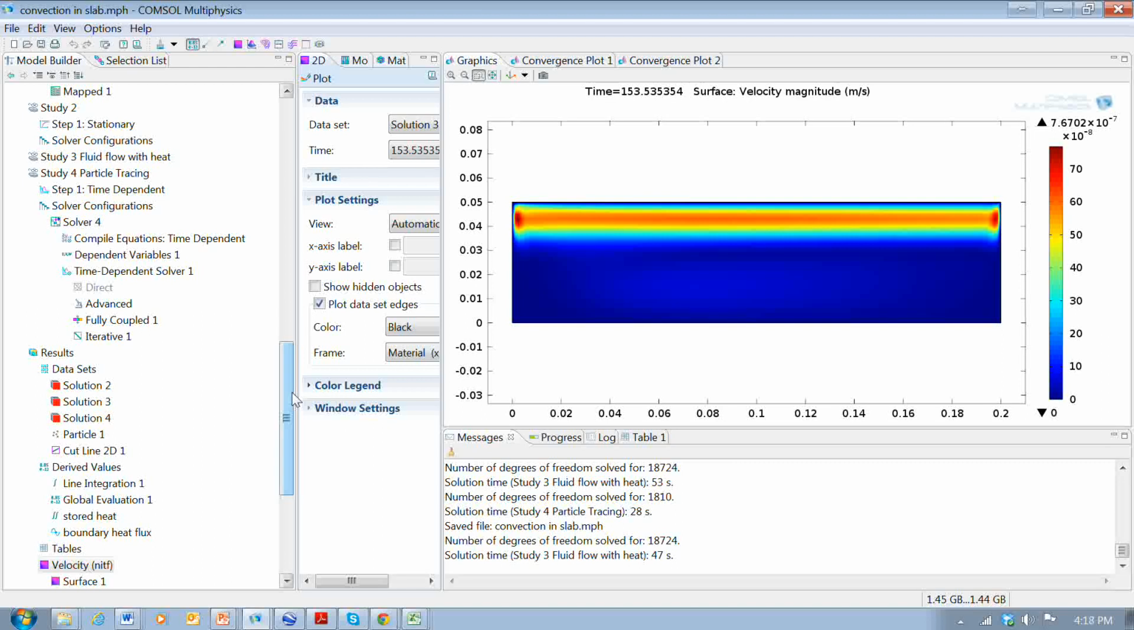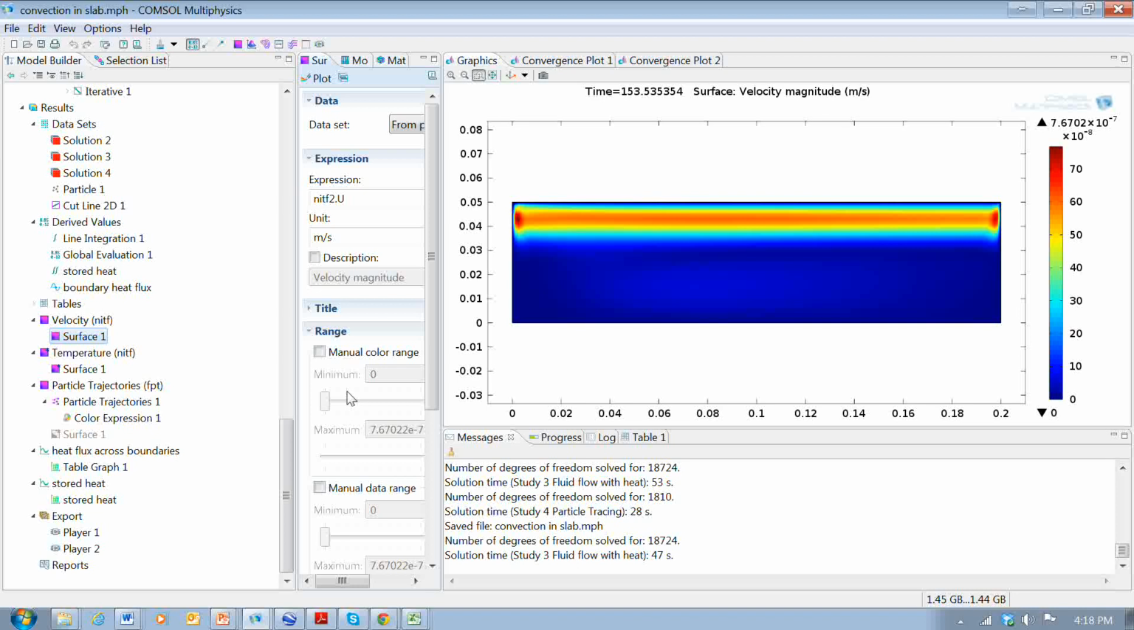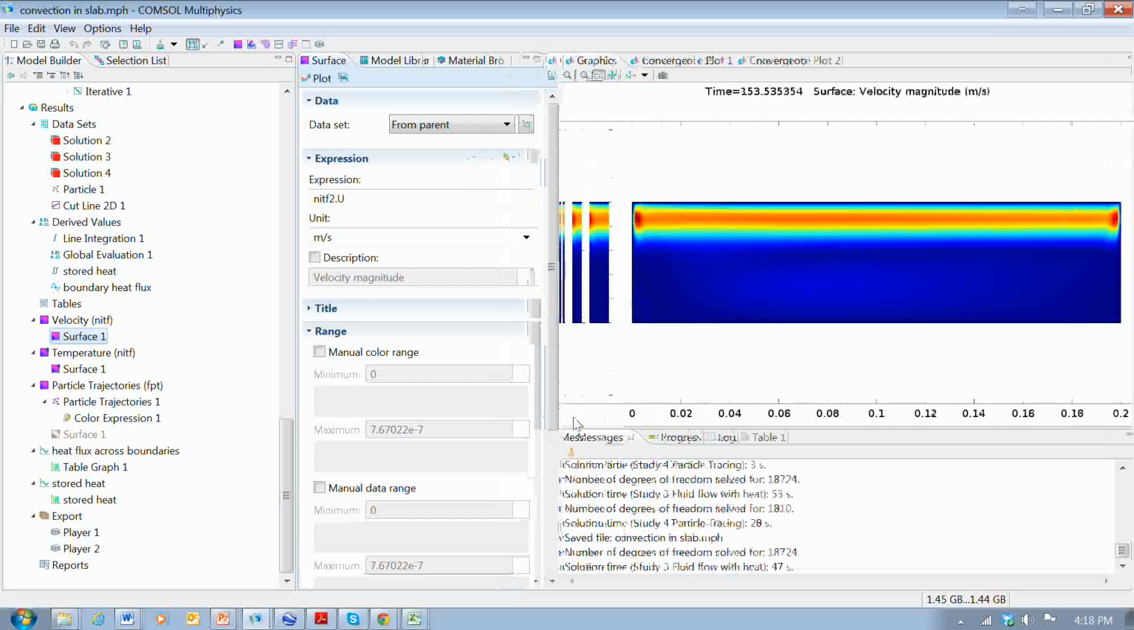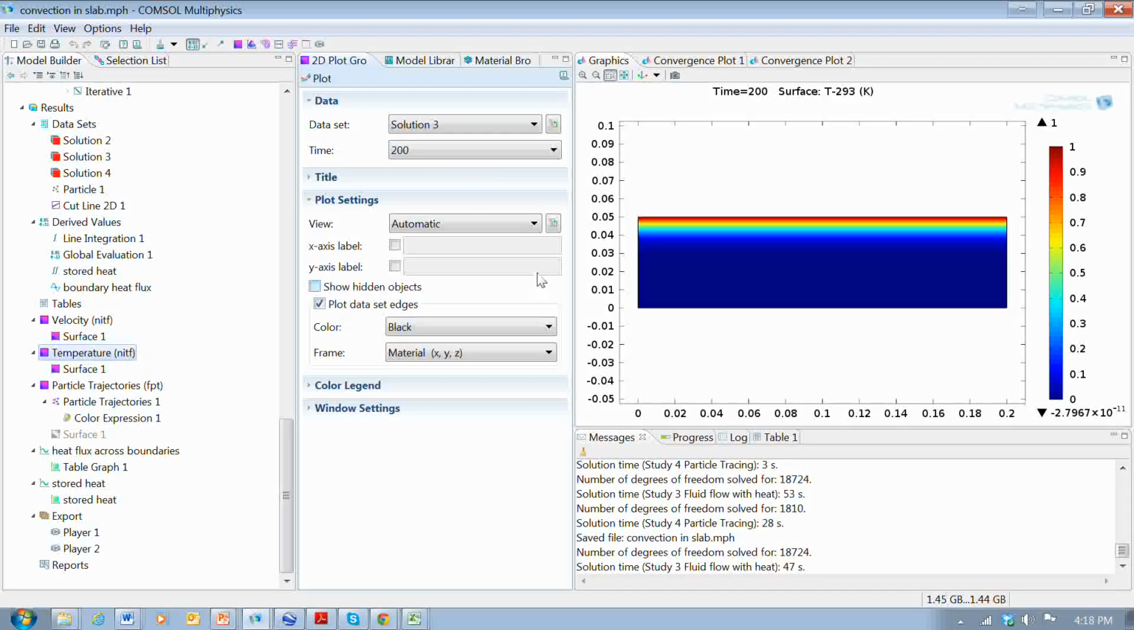And so we run the 100 seconds, or I guess maybe 200 seconds, and get this pattern. Let's take a look at the temperature first. So there's the temperature at the end, and pretty much just driven by the convection or conduction.